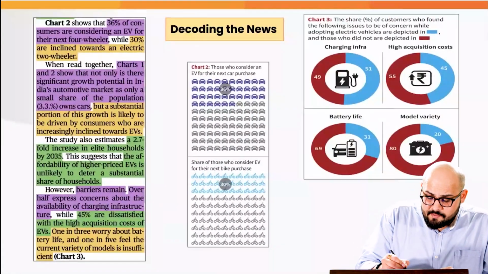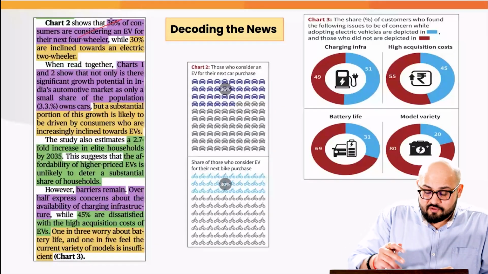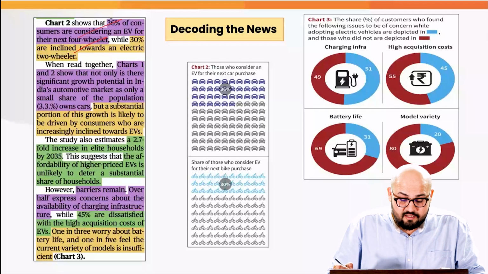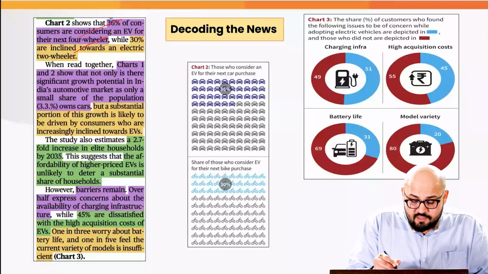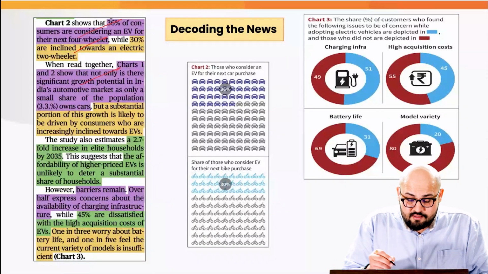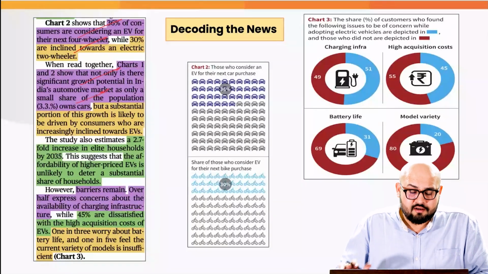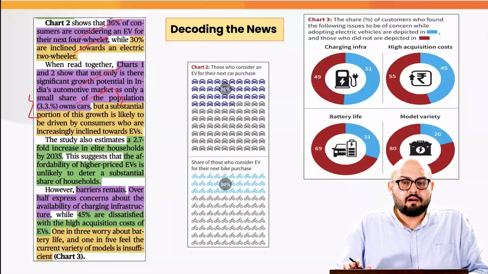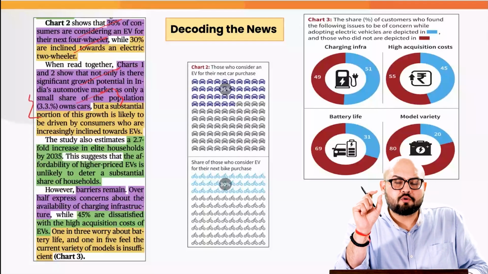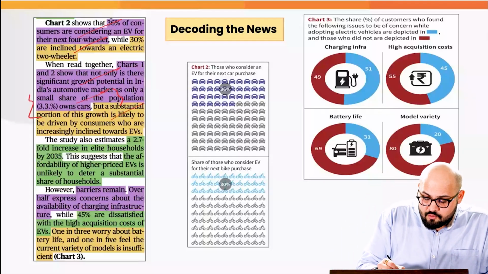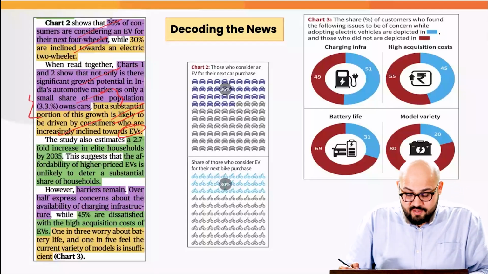Next, 36% of the consumers are considering an electric vehicle for their next four-wheeler, while 30% are inclined towards an electric two-wheeler. Chart 1 and 2 show that there is significant growth potential in India's automotive market, as only a small share of the population owns a car. Now this data is very important. Just remember that only 3.3% of the total population in the country owns cars. But a substantial portion of this growth is likely to be driven by consumers who are increasingly inclined towards electric vehicles.